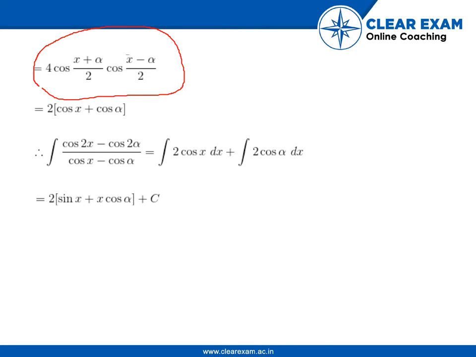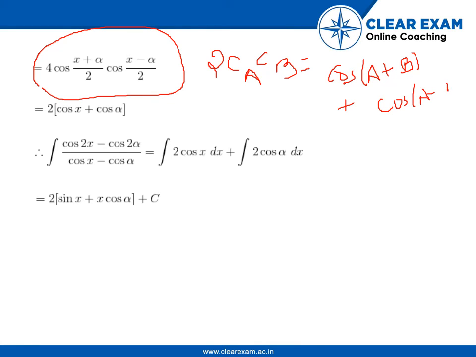Now we again take the help of an identity, that is 2 cos a cos b can be written as cos(a plus b) plus cos(a minus b). It should be plus only, right? Yes, plus. So we can take the help of this identity and we can write the above expression as 2 cos x plus cos alpha. And now this integration is pretty easy.